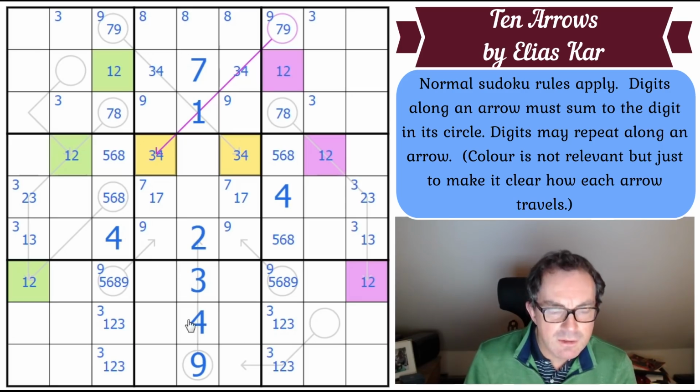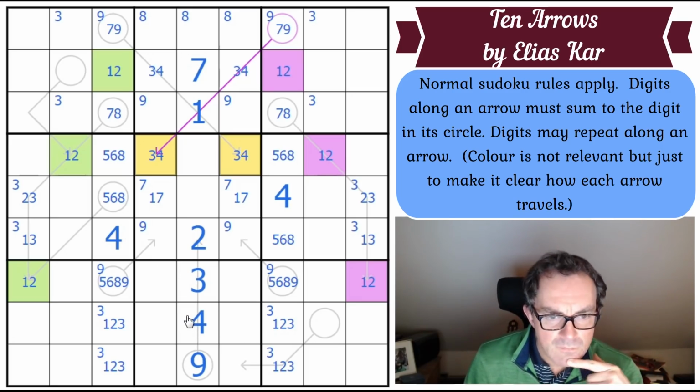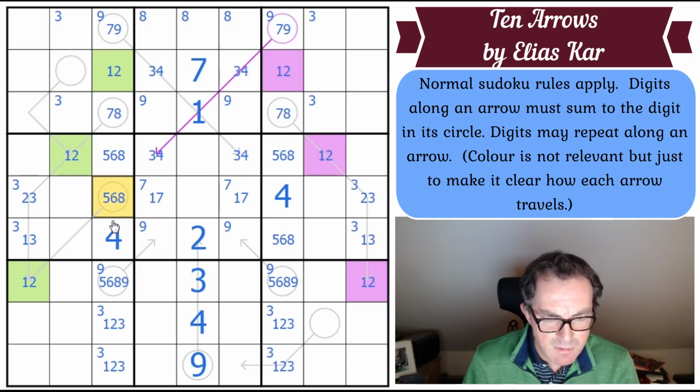I'm stuck. I've not looked at this arrow. So this arrow, this can't be 5 ever, because that will require this to be a 4 or less, and there's already 1, 2, 3, and 4 in the box. Sorry, that was easy. I should have got that before.